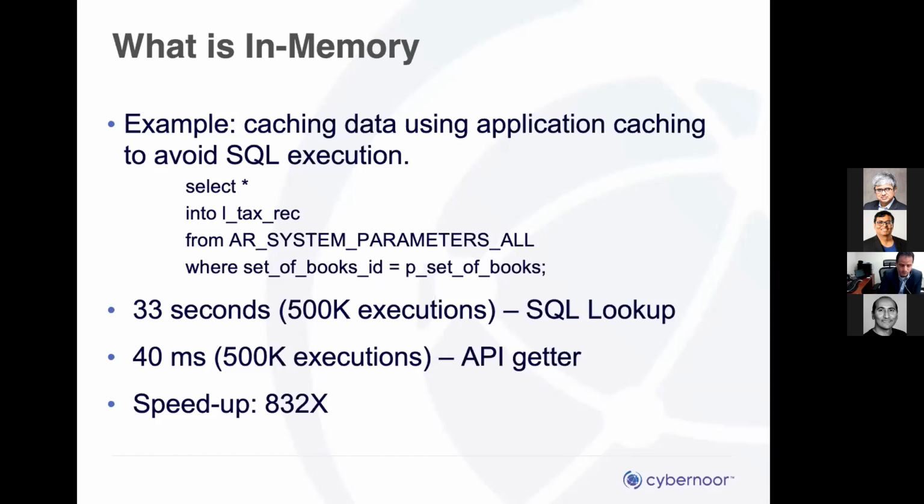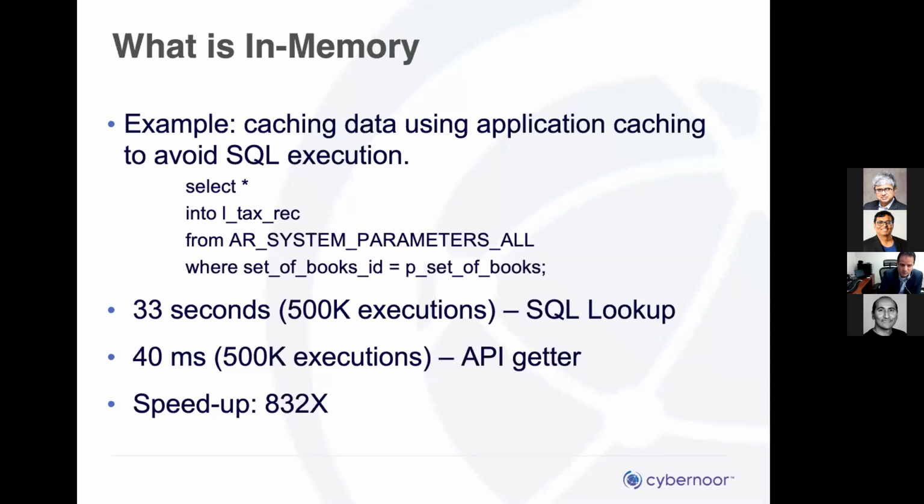And so typically there would be an API call in the tax engine, and that would execute a SQL statement of this form to hit AR system parameters all, which stores a lot of the setup data for that ledger or operating unit. And typically that SQL would take, for example, for 500,000 executions, about 33 seconds. A very straightforward, simple SQL using a key access. But when the tax API was changed to cache this data by using just a getter and storing it in a PL/SQL collection, that same get now takes 40 milliseconds, right?